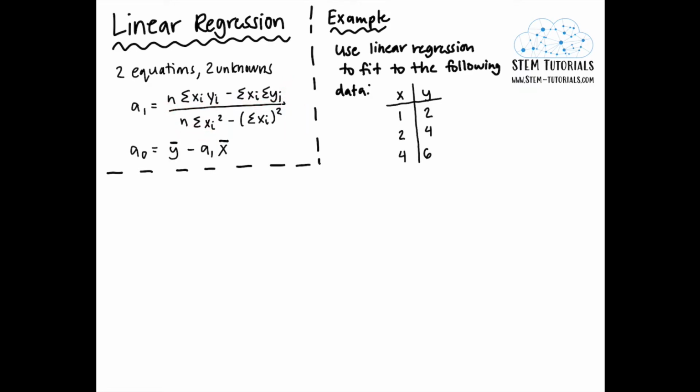So the first thing we want to define in our A1 equation is n. So this is again our number of data points. Here we can calculate, we have 1, 2, 3 data points. So our n is going to equal 3.